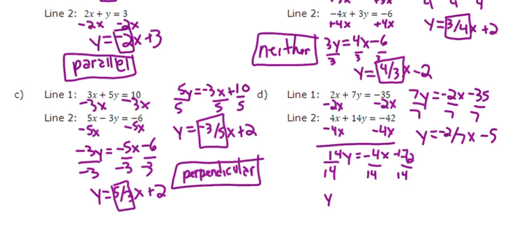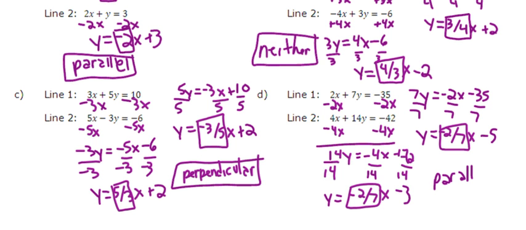So I have y equals negative 4/14, which simplifies to negative 2/7 x, and 42 divided by 14 is negative 3. So I look at the slopes, negative 2/7 and negative 2/7, that's definitely the same slope, so these are parallel. Notice that if I wouldn't have simplified, I wouldn't have seen that they were the same. So you always want to reduce your fractions as much as possible.